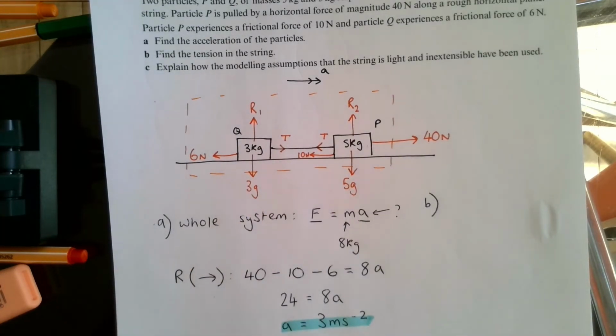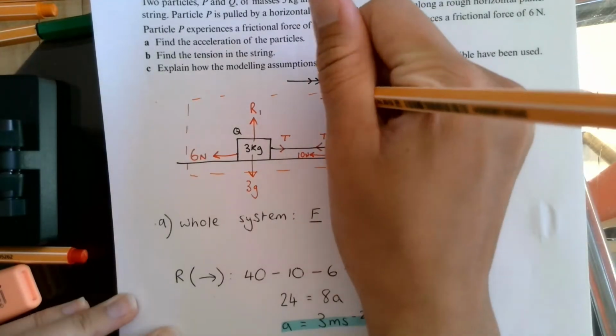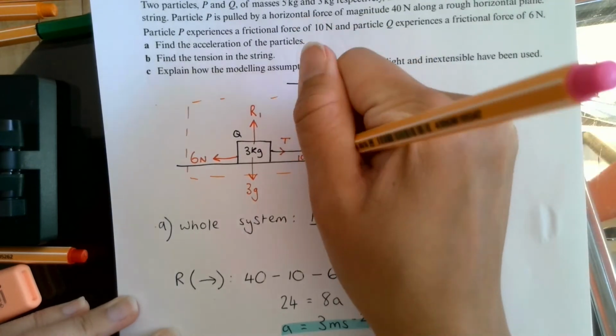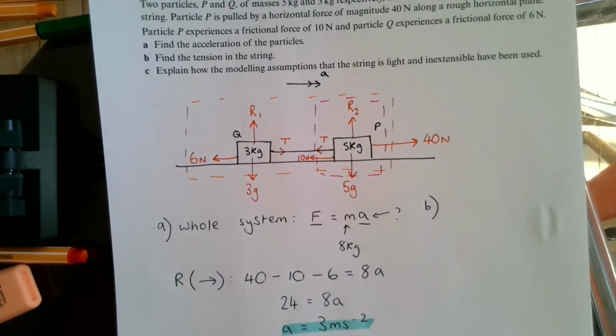So this time I'm going to look at just one of the particles. I'm just going to look at particle P, start drawing a bit of a box around here. All I care about this time is particle P. I want to find the tension in the string.